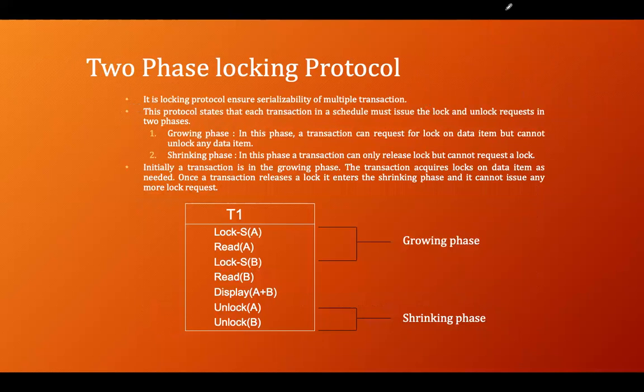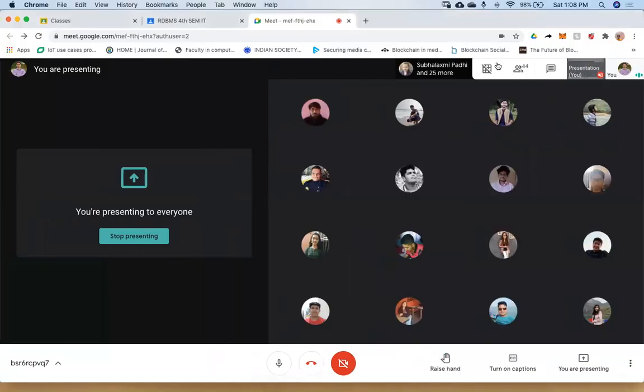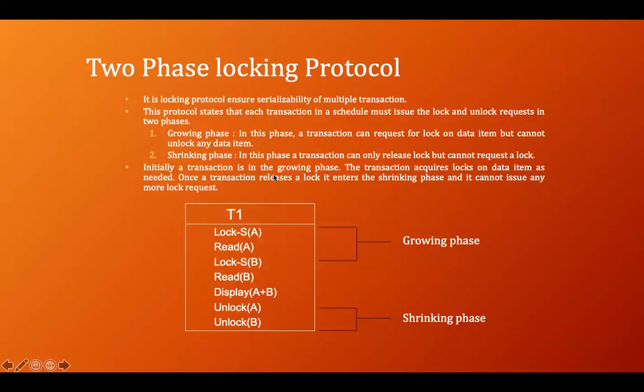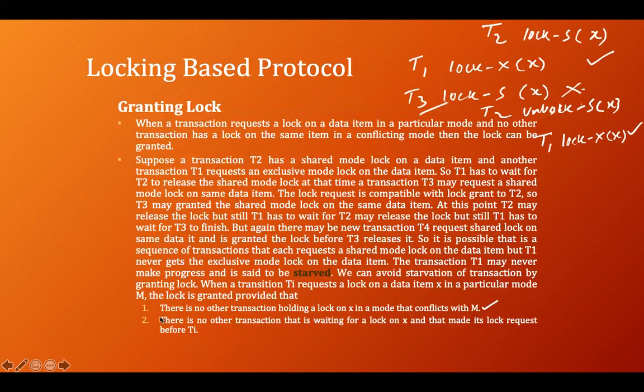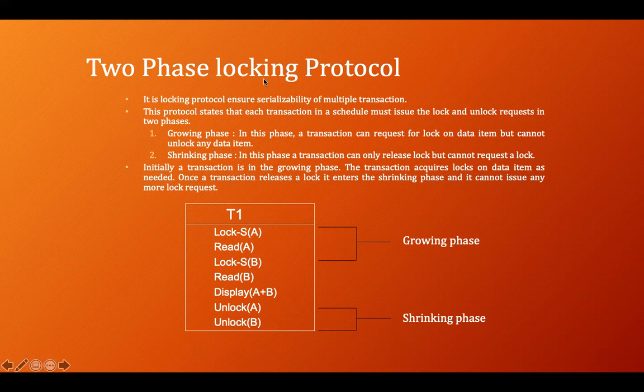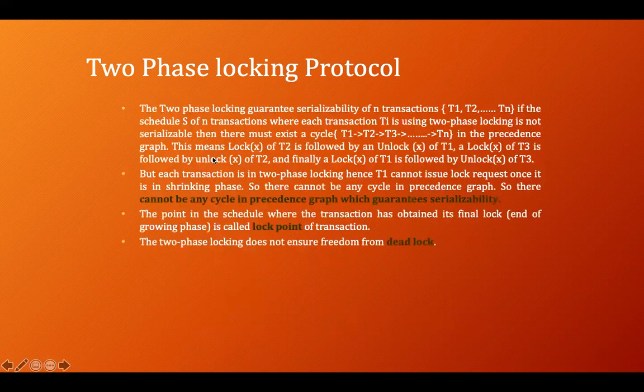Now, this locking protocol has a variety of it. One variety is called two-phase locking. Now, what do we mean by two-phase locking? It is a locking protocol that ensures serializability of multiple transactions. This protocol states that each transaction in a schedule must issue the lock and unlock requests in two phases. So there are two phases in the locking protocol. The first phase is called the growing phase, and the other is called the shrinking phase. In the locking protocol we just saw, there is a variety called the two-phase locking protocol, in which we have these two phases.